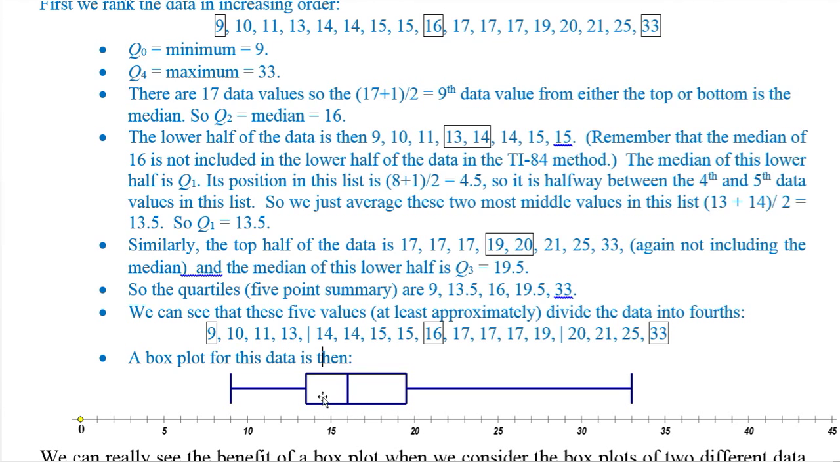So a fourth of the data is kind of clumped in pretty closely together right here, and fairly close for this fourth. The top fourth is kind of spread out quite a bit. In fact, it might even have an outlier here, when we later on talk about outliers. And then there's your bottom fourth there.